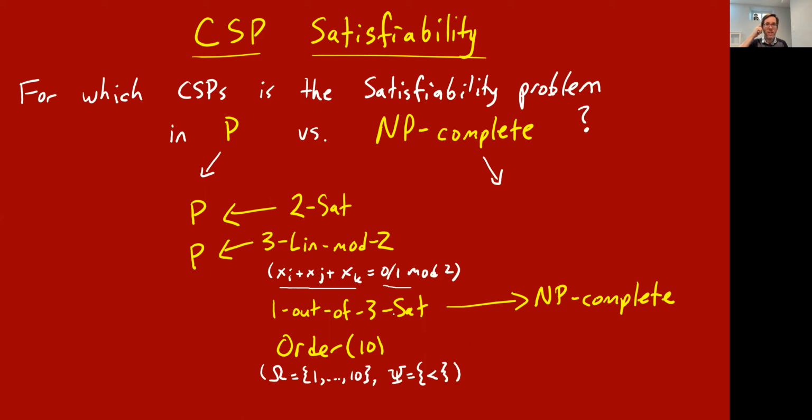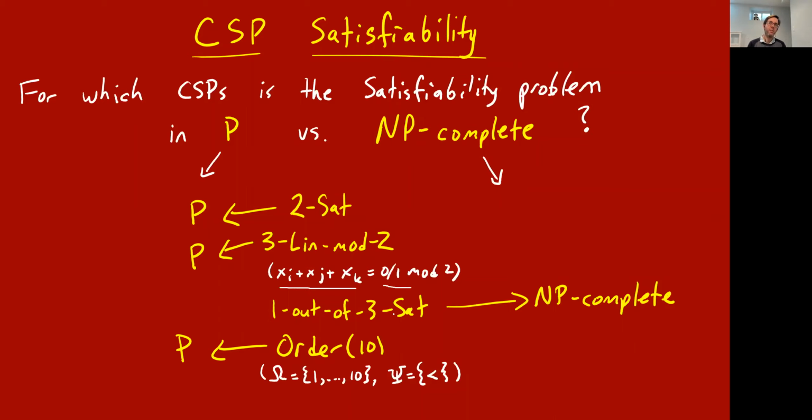Can you check if this is satisfiable or not? This is also in P. You have to think about why, but you eventually take this instance and do a topological sort of the graph and see if it has depth at most 10.